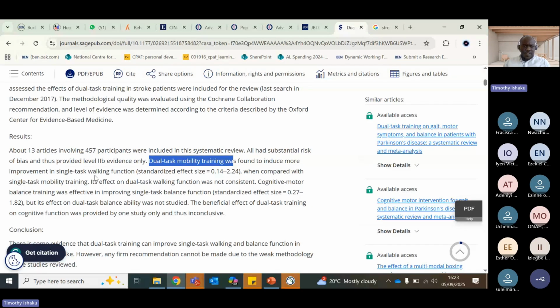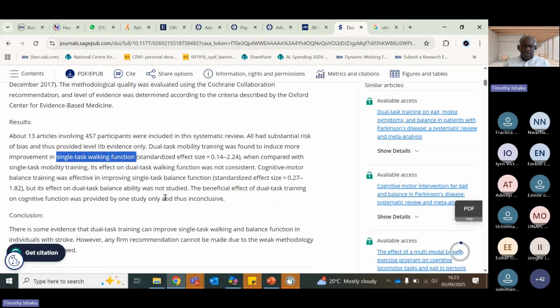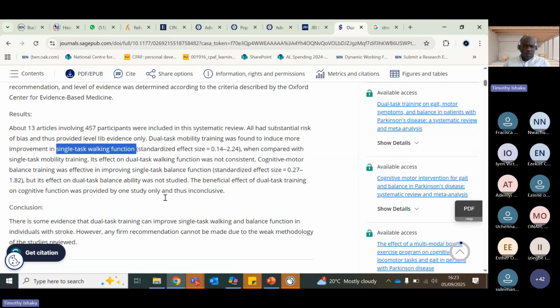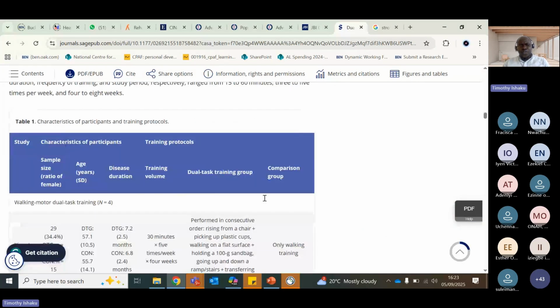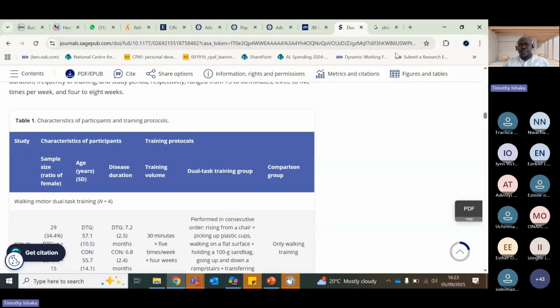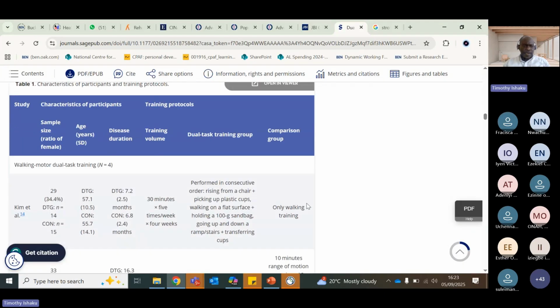induces more improvement in single walking function. Mobile ability, did they talk about cognitive function? Yeah. And then, there's no need to go into the article in detail. That's the example of doing the search. So these are the articles and whatever it is they've done.